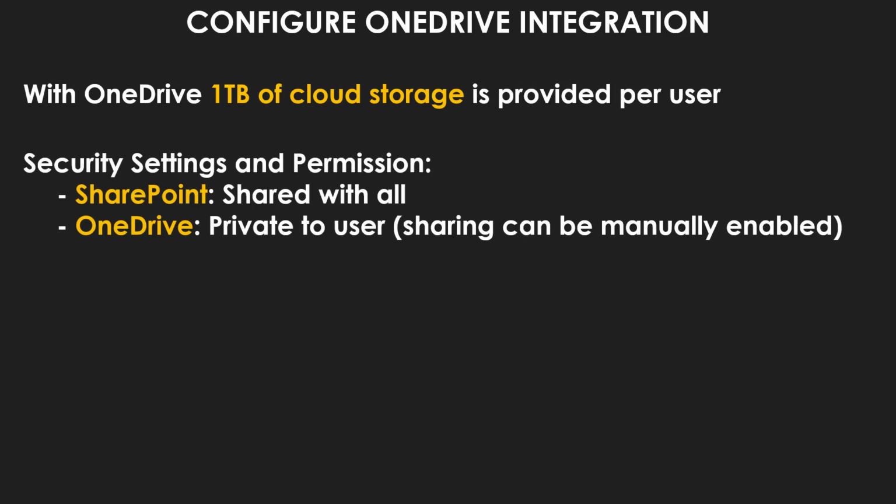Coming on to security settings and permissions, there is a basic difference between SharePoint and OneDrive. In SharePoint, when you share a document, when you publish a document, it is shared with all. Whereas when you upload a document in OneDrive, it is private to the user. So it's not shared with all. And if you would like to share with all, you have to do that manually. You have to enable that and manually share with the person that you want to share the document with.